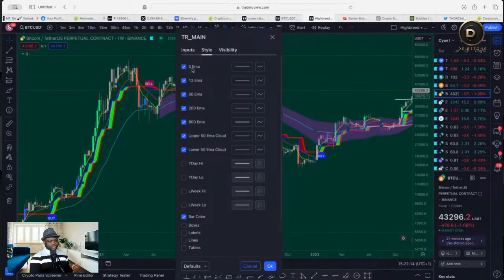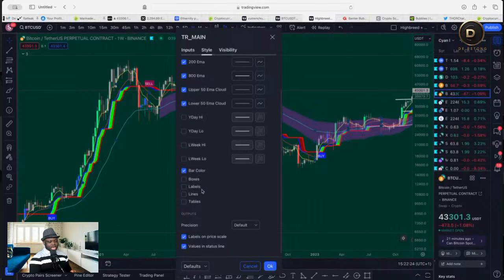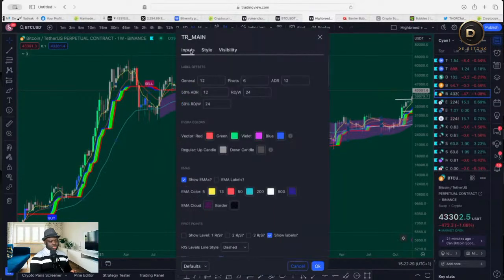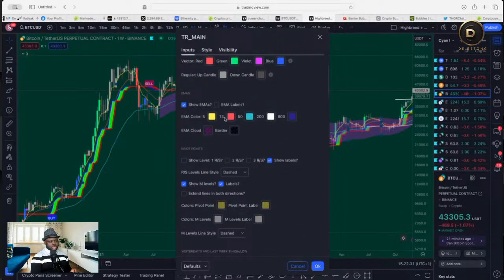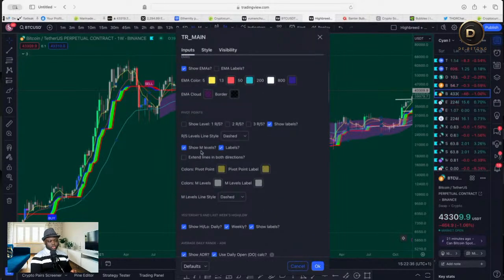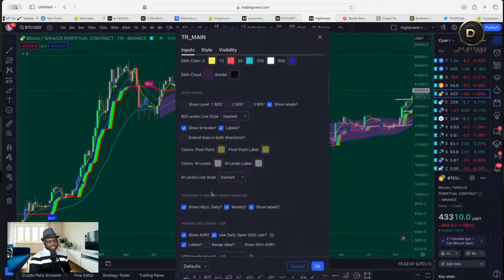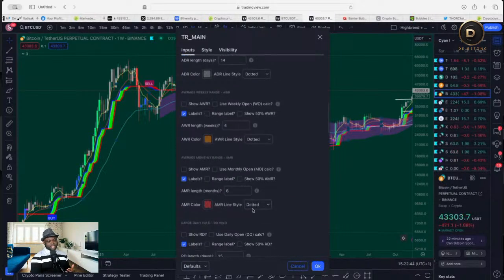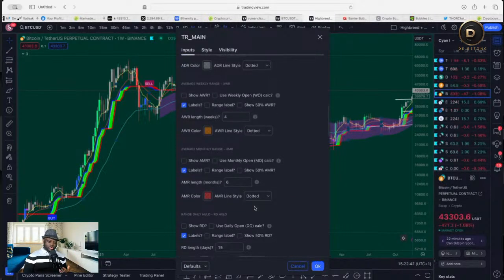So this is the style. We have the 5 EMA, 13 EMA, 50 EMA, 200 EMA, 800 EMA, the upper 50 EMA cloud. I untick all of these ones here, but I have the back colors and the labels. So that's all you need to do there. And in the inputs, you can just show EMAs, show market value labels, show the high and low daily, weekly, so you can just have all of this here. It's gonna be the same when you insert the indicator to your TradingView.